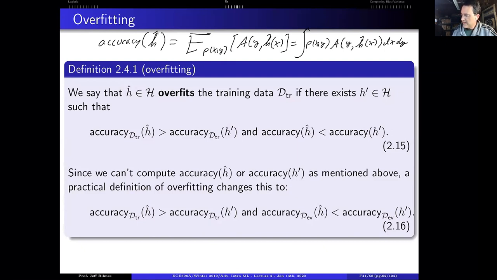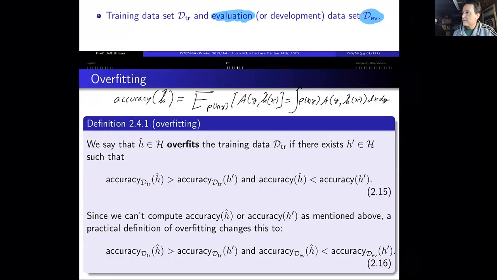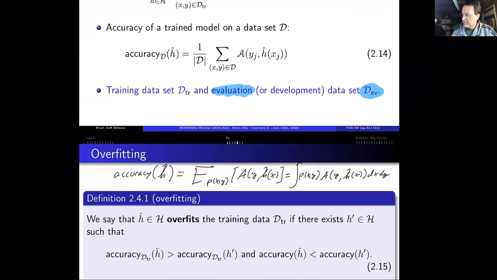Okay, so this is kind of like the true accuracy here. Let's just do this so we can see both of them. We have these two different notions of accuracy. We have the accuracy on a given data set D, and this is a sum. And we have the accuracy overall, which is an expected value over all samples, with respect to the true probability distribution.